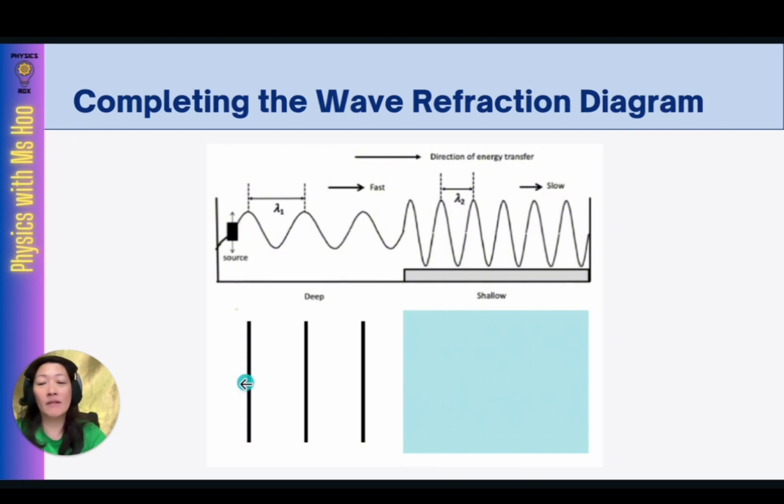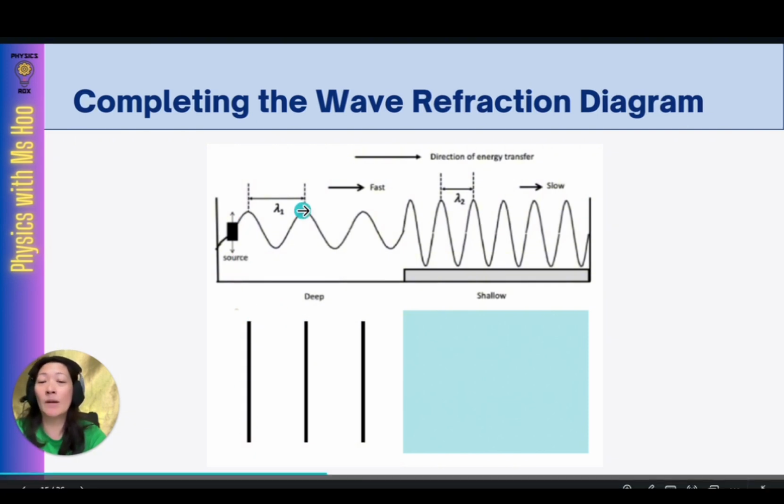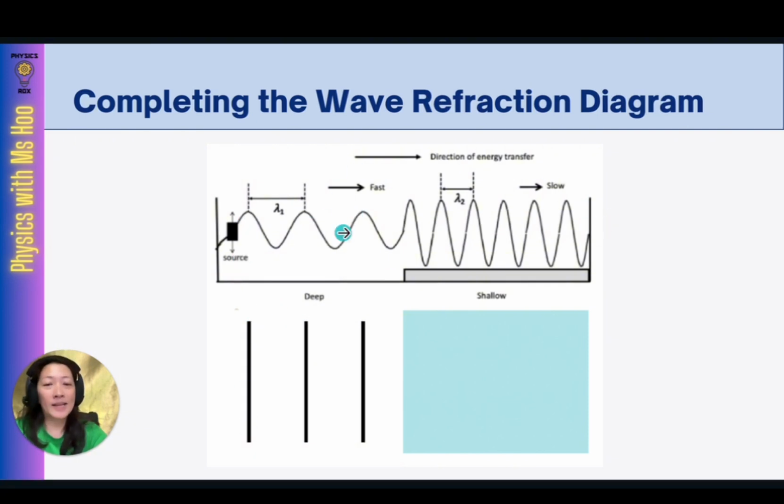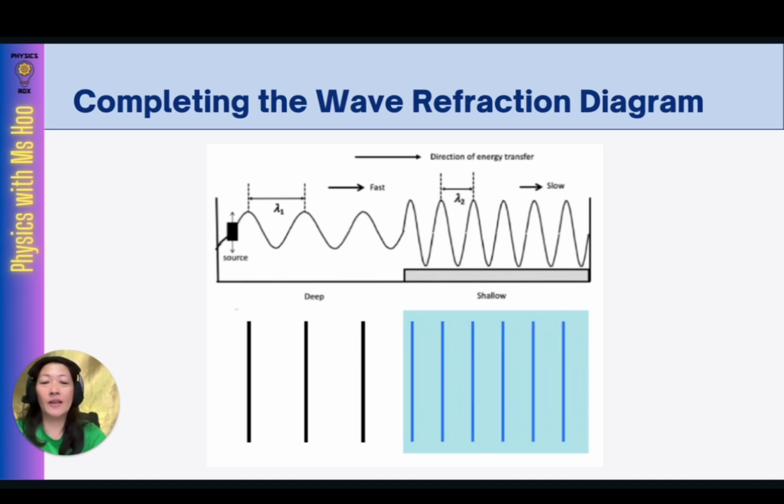You can see how these black wavefronts are already lined up with the crest of the waves. From the side view, they show us clearly here how the water waves were traveling from fast to slow, causing the wavelengths to decrease. So to complete this diagram, we just need to add the wavefronts that are aligned to the crest, like so. You can see how the wavelengths are greater in the deep area and are smaller in the shallow area. So this is quite easy because there's no change in direction.